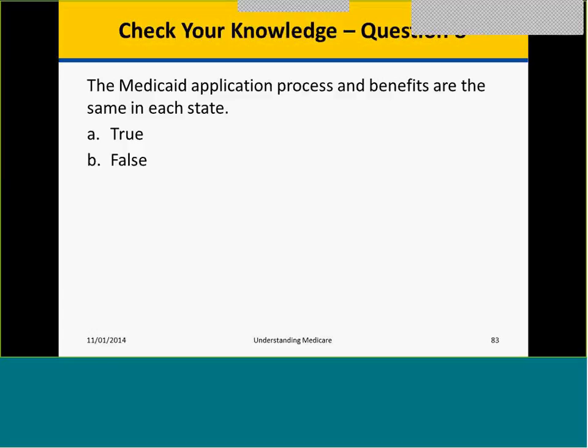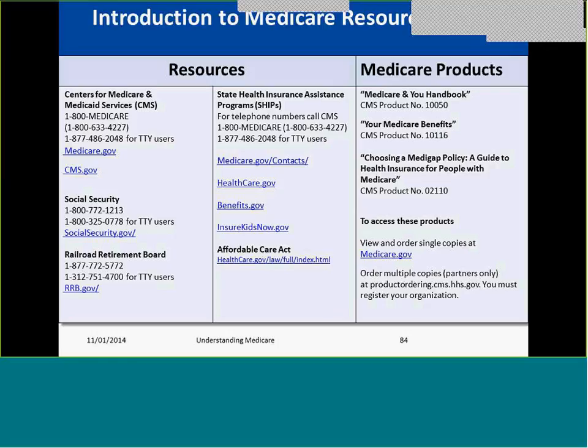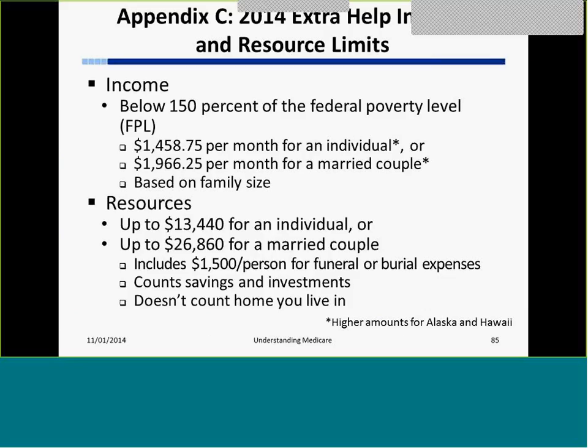Medicaid application process and benefits are the same in each state. Oh, absolutely not. That's why it's so convoluted and people hate it. Basics and resources and so on and so forth. This is an index. We've got this in a booklet that all the agents will get, but this is just for your information. How do I know what these income limits are?